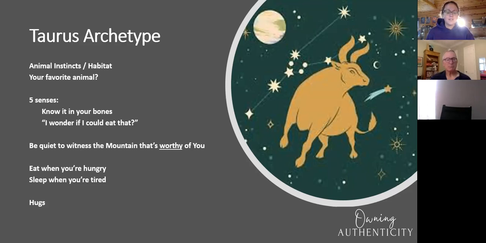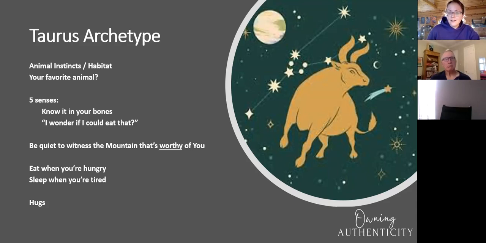Taurus is always associated with our five senses. That's how we know it in our bones, because we smelled it, we can taste it, we can hear it. All of our five senses have the ability to be kind of hooked up to our psychic awarenesses.